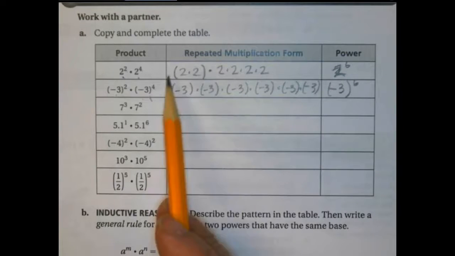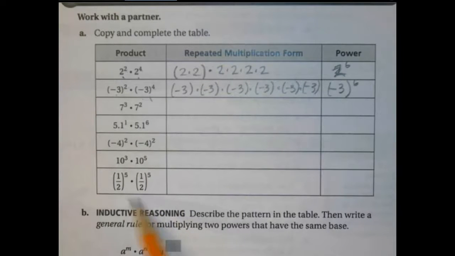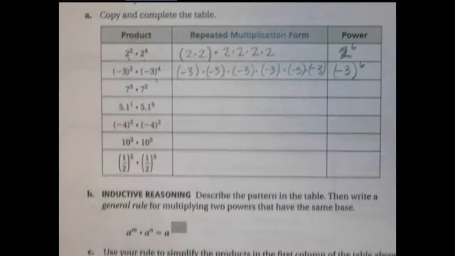And that works all the way down. Even with our fractions, we're just going to have 1/2 to the how many power? 5 plus 5 is 10. And that's going to work all the way down, right? That's what we did yesterday, correct? You guys remember that? Okay, so today we're going to do a little something different.